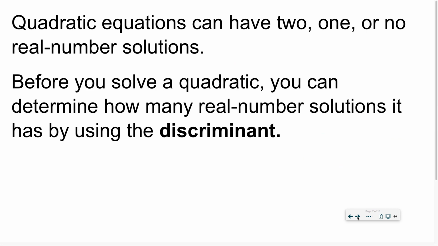A quadratic equation can have 3 types of solutions. This we have talked about. You've seen an image of it. A quadratic could have 2 real number solutions, 1 real number solution, or no real number solutions. Before you solve the quadratic at all, you can identify if there will be 2, 1, or no solutions by using something called the discriminant.